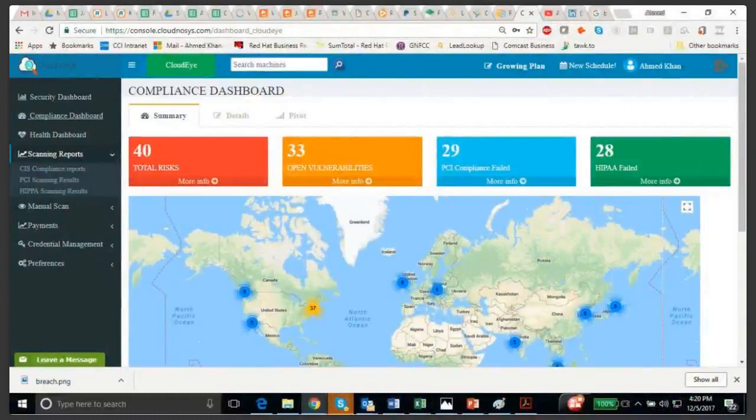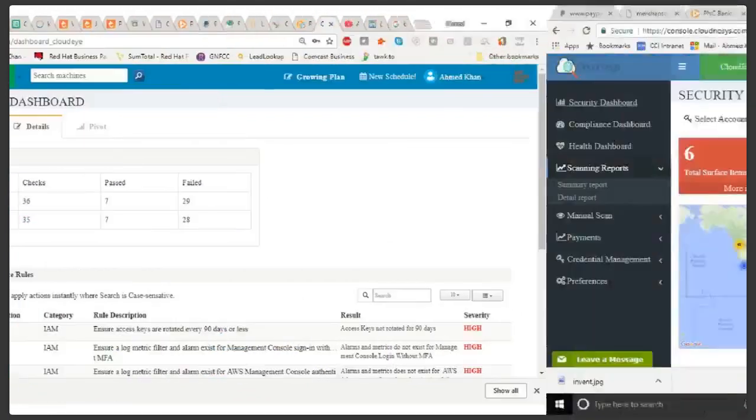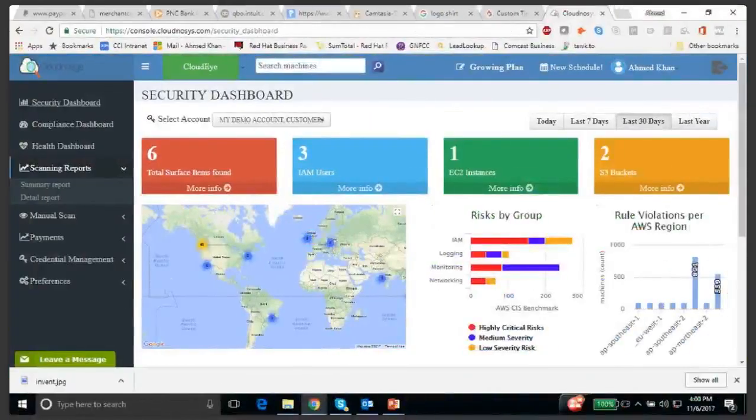These violations are also reported on a geo map, so you know where these violations exist and how you can quickly get to them. Just another view on the compliance dashboard that we have. There's a security dashboard as well.